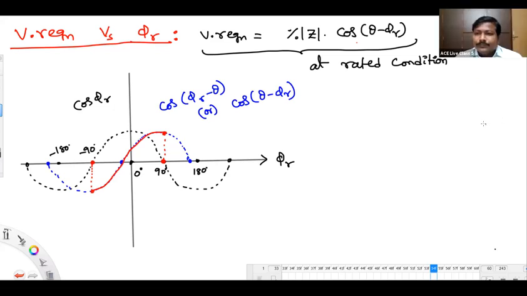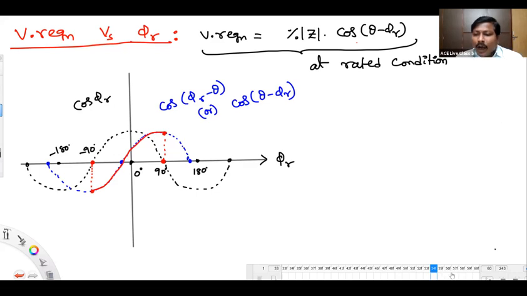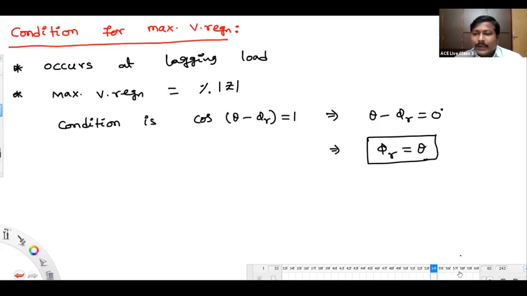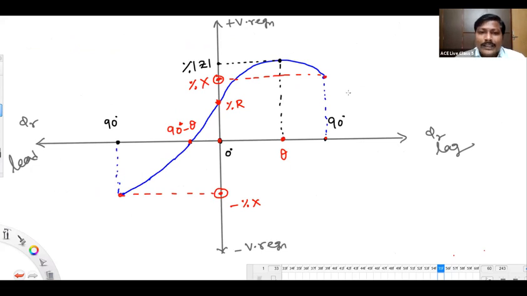Haripriya: Good morning, sir. Sir, what are maximum voltage regulation and zero voltage regulation? We are just checking at what load power factor angle we are going to get the maximum regulation, and at what load power factor angle we are going to get zero voltage regulation.